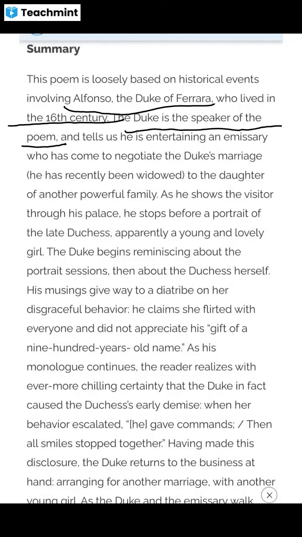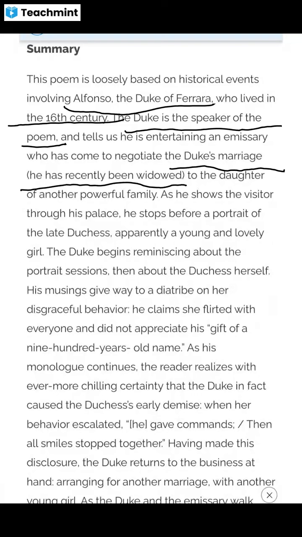This is another important question. That emissary, you will come to know कि वो जो है वो किसके साथ आया हुआ है? He is negotiating. Negotiating का मतलब होता है दो लोगों के बीच में बातचीत। That negotiating, he is negotiating about what? Duke's marriage. ये चीज आपको ध्यान में रखना है. He has recently been widowed.